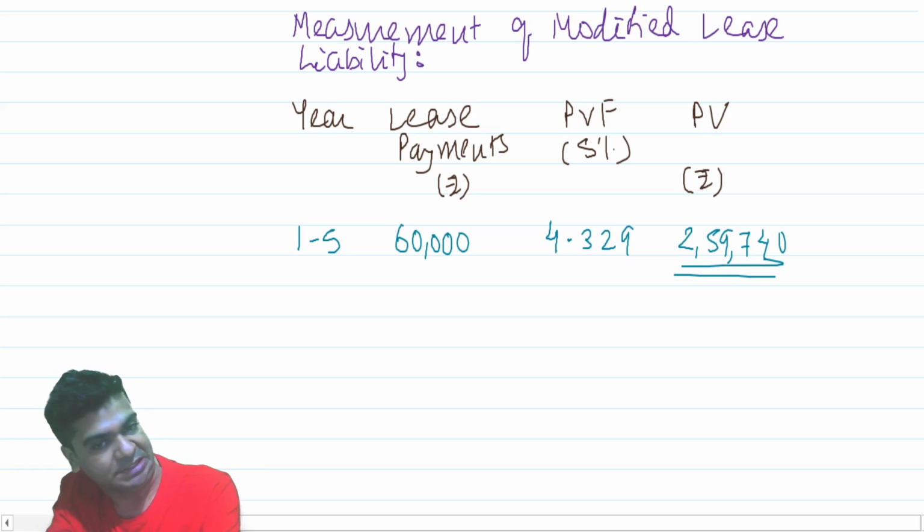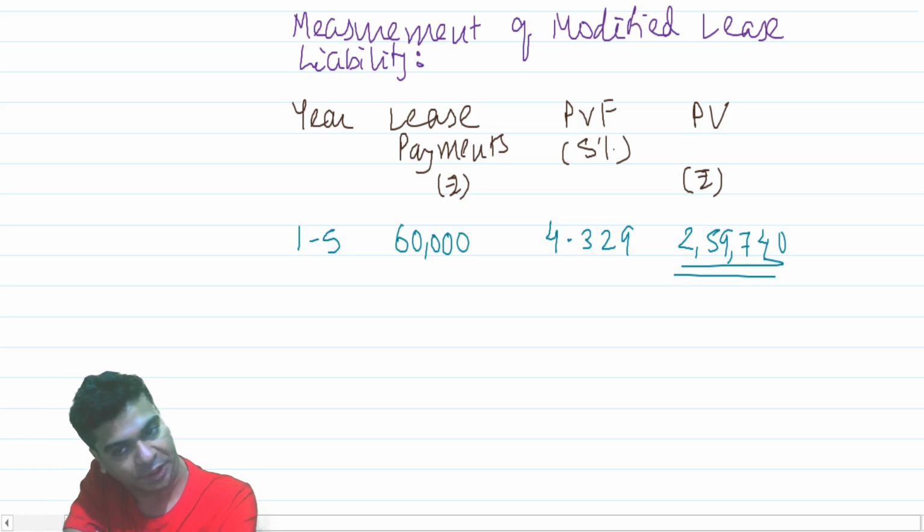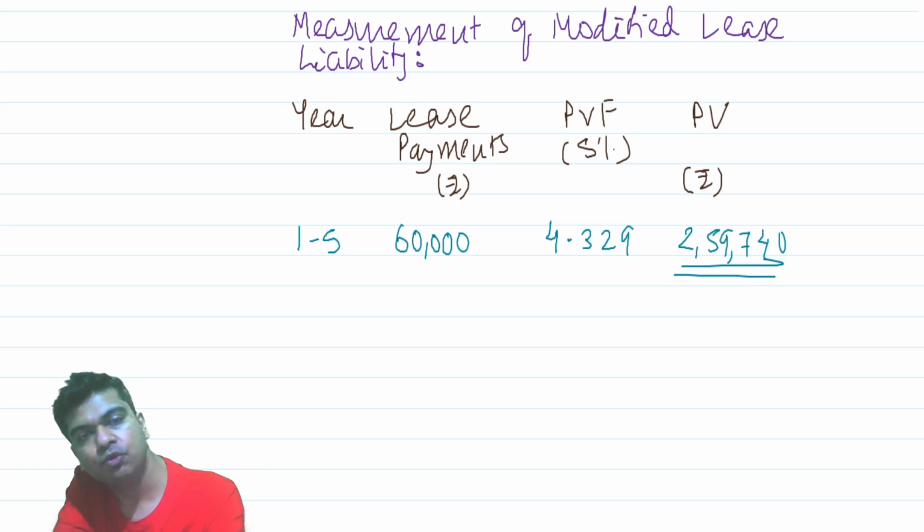So the modified lease liability will be 2,59,740.